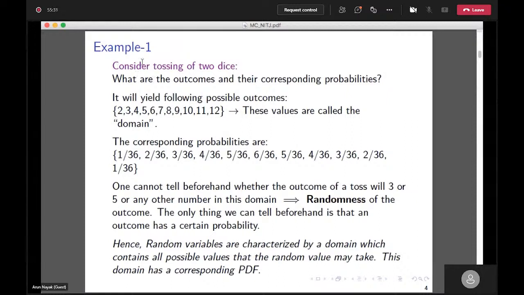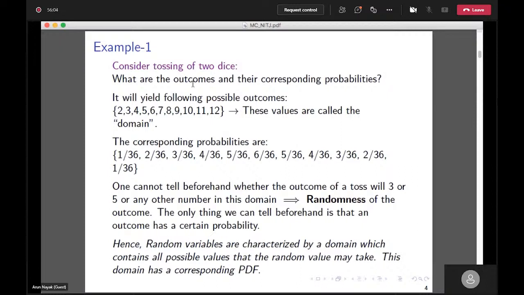So let's consider a tossing of 2 dice together. Each dice has numbers 1 to 6. If you are tossing 2 dice together, what are the outcomes and their corresponding probabilities of getting a particular number on the 2 dice? Say, what is the probability that the sum of the two numbers becomes 6, for example.